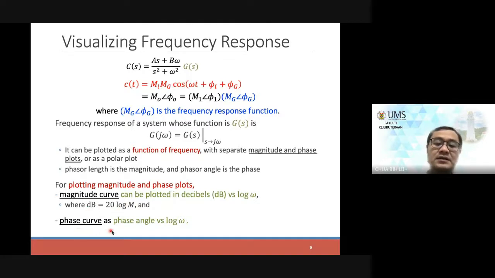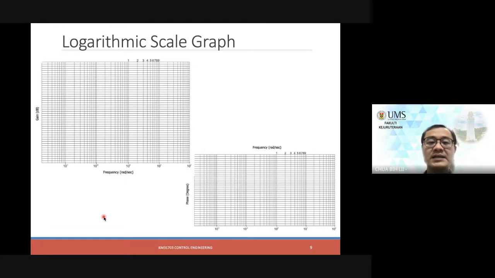Then the phasor curve we plot as the phasor angle versus log omega. We use log omega as our x-axis, whereas the y-axis consists of decibels to represent the magnitude and the phase angle to represent the phase curve. This would be the logarithmic scale graph paper, a semi-log graph paper, because this axis is log and this one is not log. We put the magnitude here, defined as the gain or magnitude, and the unit would be dB.